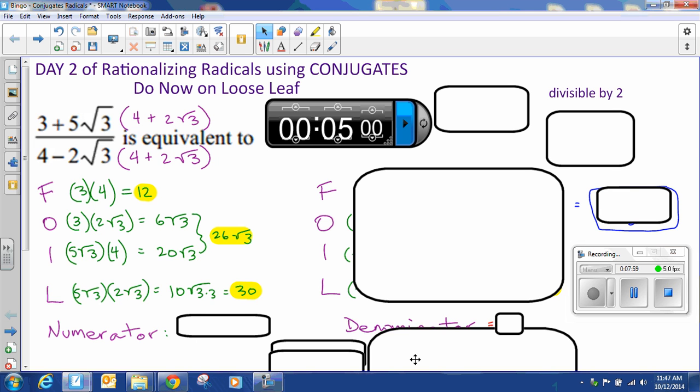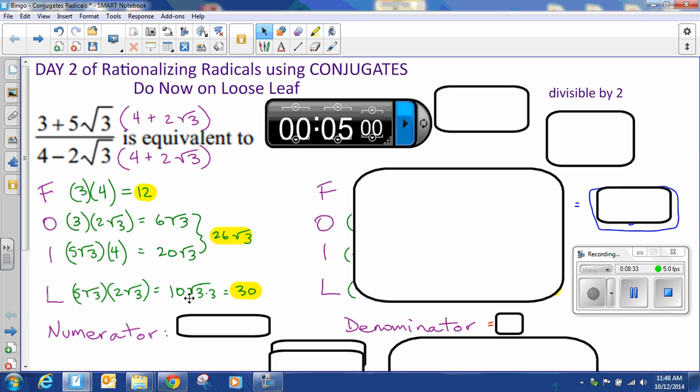Let's FOIL the numerator. As you can see, 3 times 4 is 12. The outer terms gives me 6 radical 3 because you're only allowed to multiply a number times the coefficient. The inner term is 5 radical 3 times 4, which is 20 radical 3. Combining these two terms, because they are like radicals, 6 plus 20 is 26. Keep radical 3 the same. And the last terms, 5 radical 3 times 2 radical 3 is 10, right? 5 times 2 is 10.